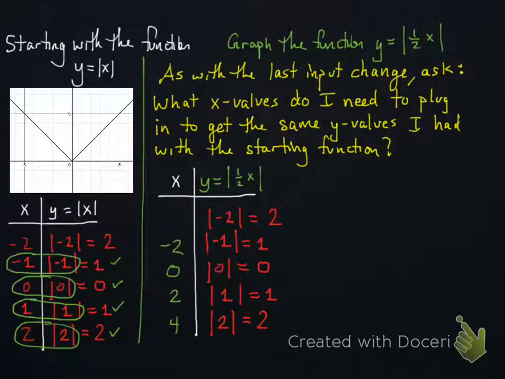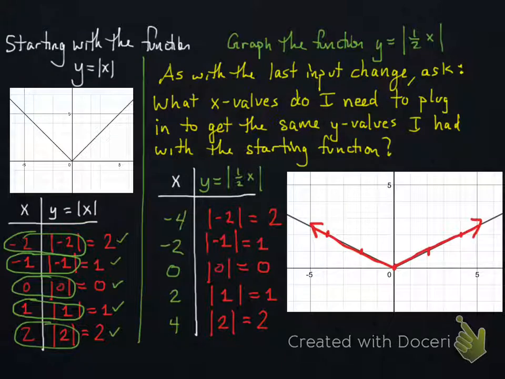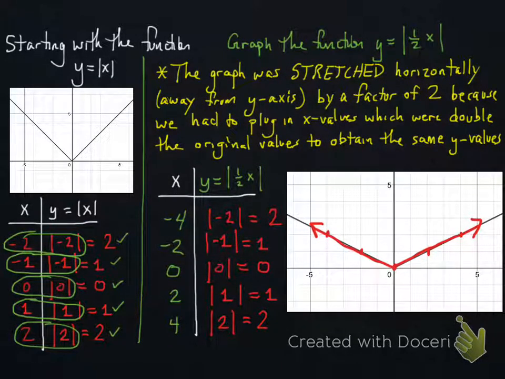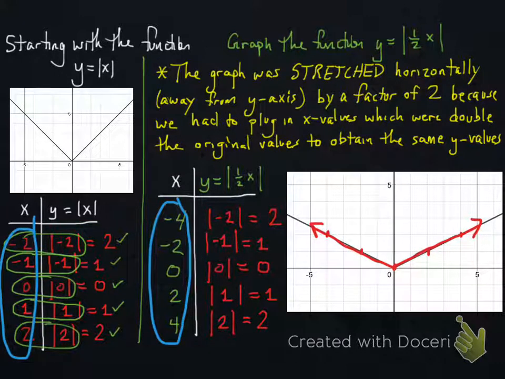To complete our table, we just ask what number we plug into absolute value 1/2 x to get -1 inside the absolute value. That would be -2 for x, and so on. Plot these points to determine the graph. You will see that the absolute value graph was stretched horizontally, meaning away from the y-axis by a factor of 2, because we had to plug in x values which were double the original in order to obtain the same y values.